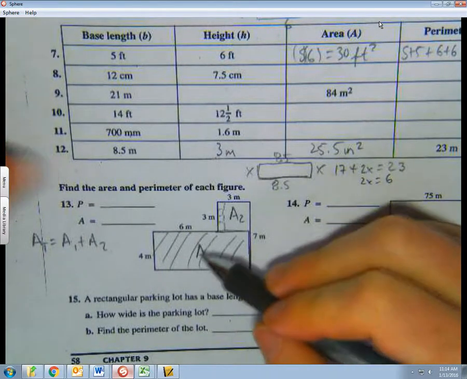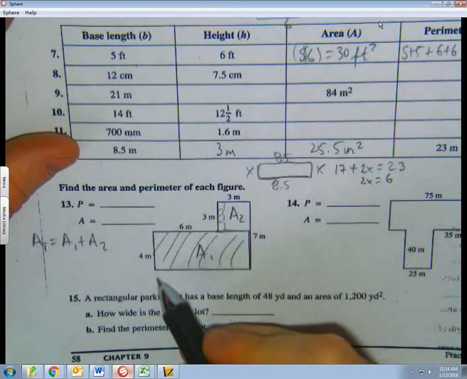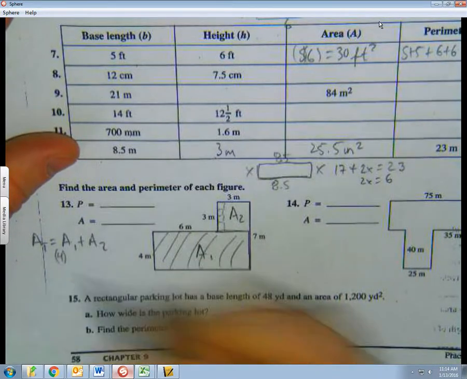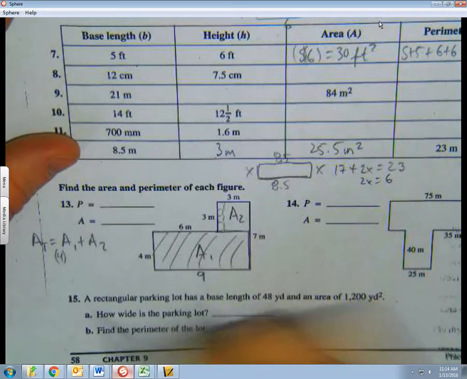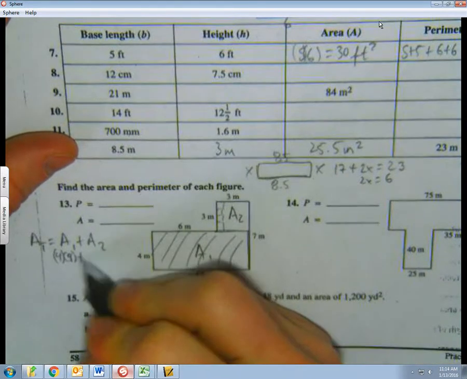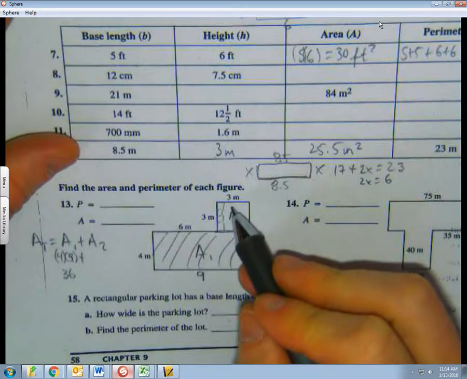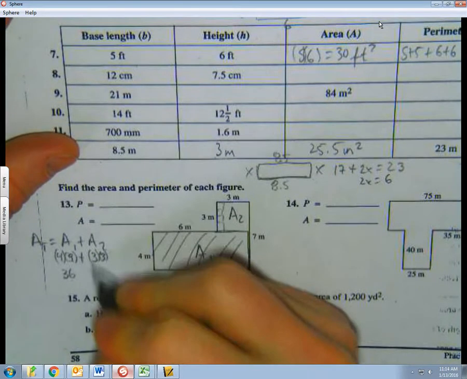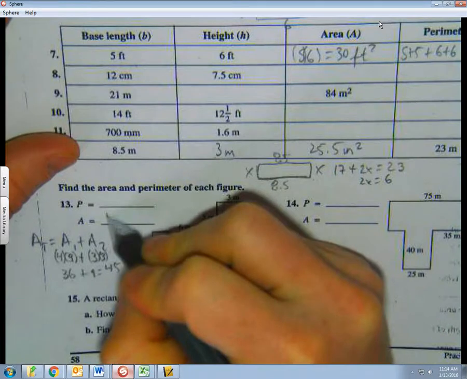So the area of area 1 is 4 by the whole thing, which is not just 6, it's 6 plus 3, which is 9. Okay, 36. Area of the second one is 3 times 3, which is... I believe that adds up to get me 45. I'm going to throw a meter squared on there because it's area.